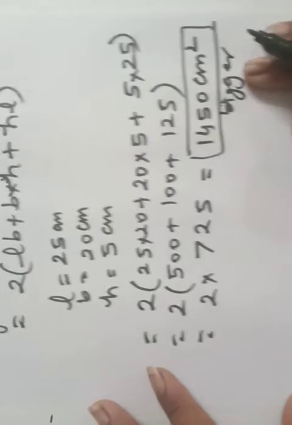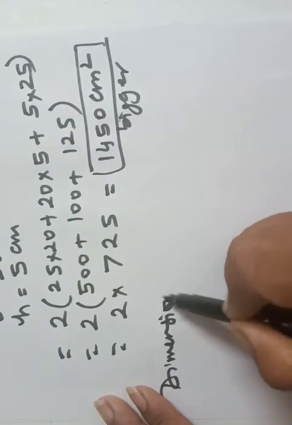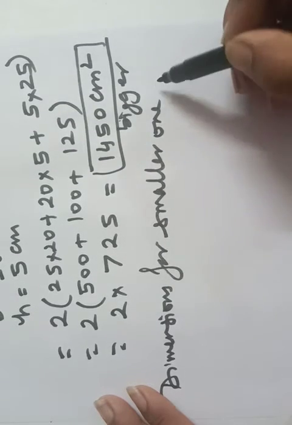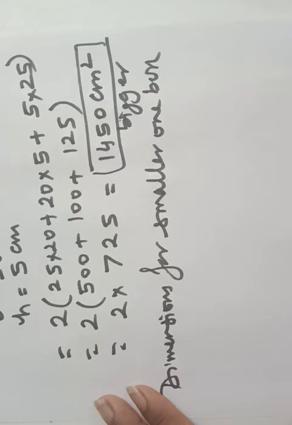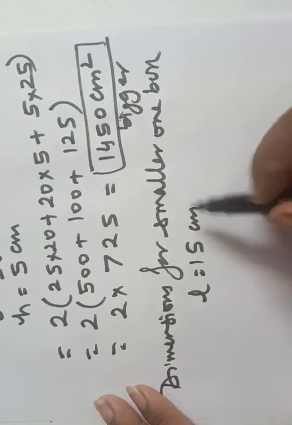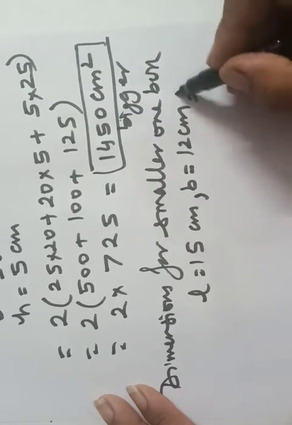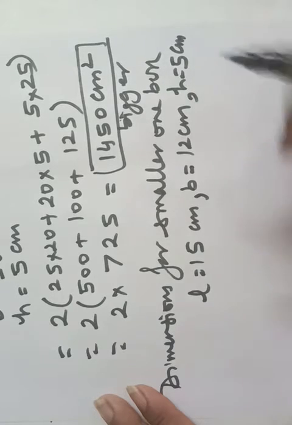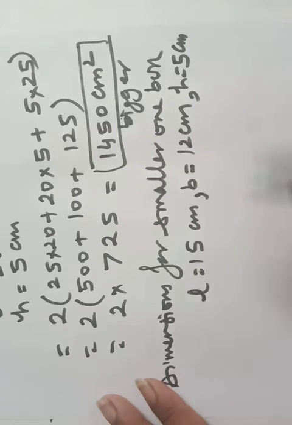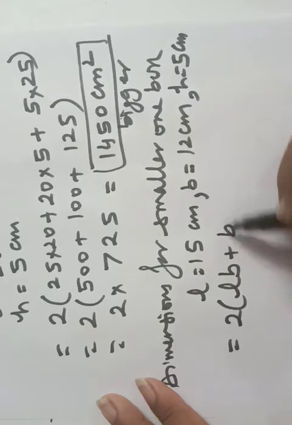Now let's write the dimensions for the smaller one. Length is equal to 15 centimeter, breadth is equal to 12 centimeter, and height is equal to 5 centimeter. These are the dimensions for the smaller one. Again, we need to find the total surface area. The formula will remain the same.